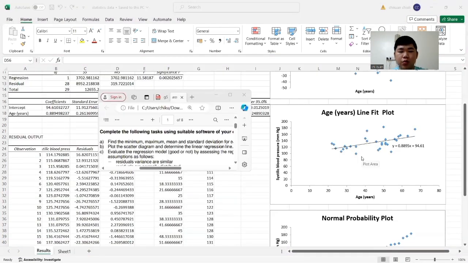From the scatter plot, we guess this is a linear graph, and the best fit line generated by Excel is y equal to 0.895x plus 94.61. This means there is a relationship between age and systolic blood pressure.